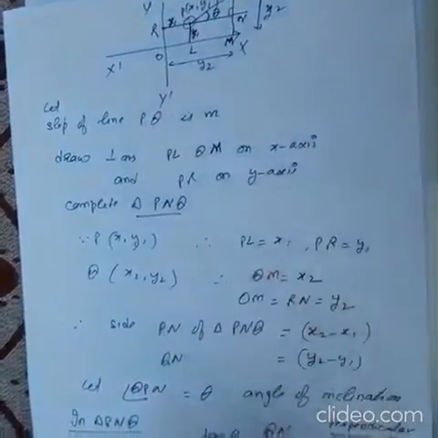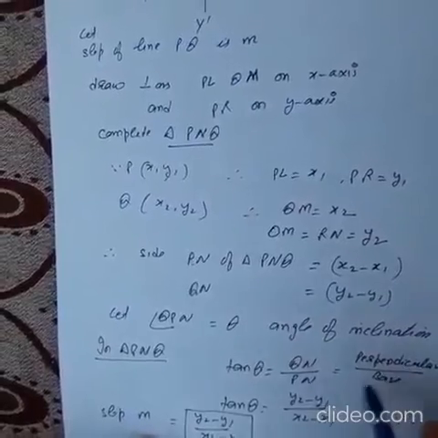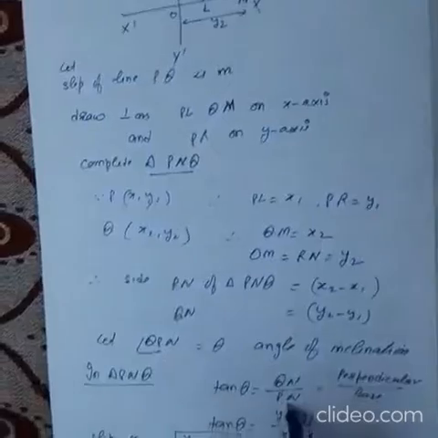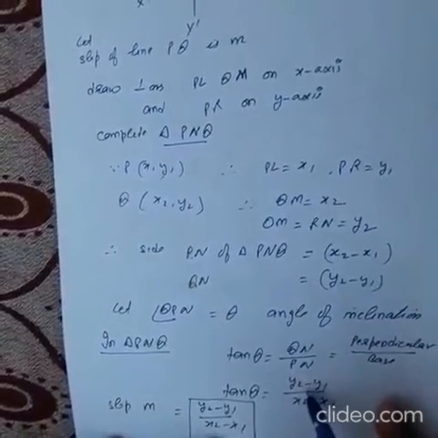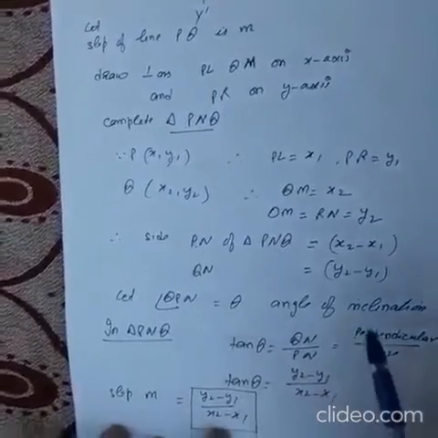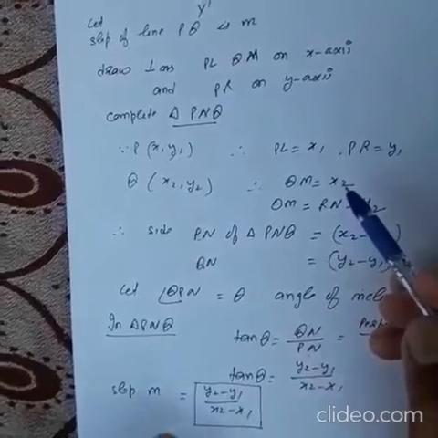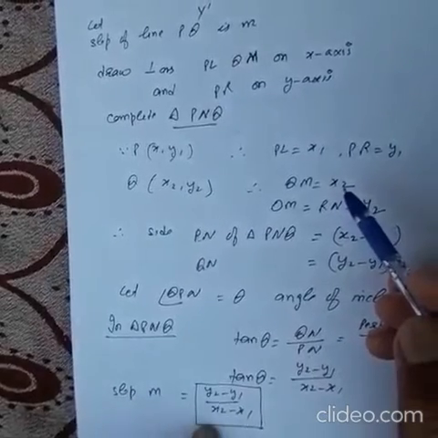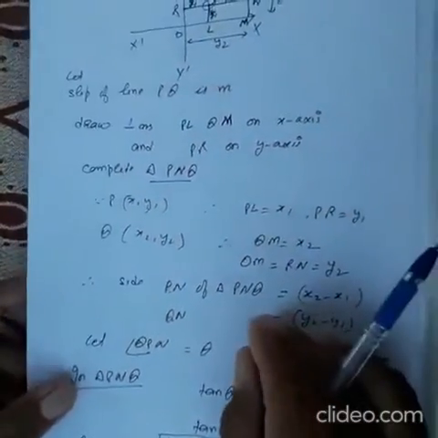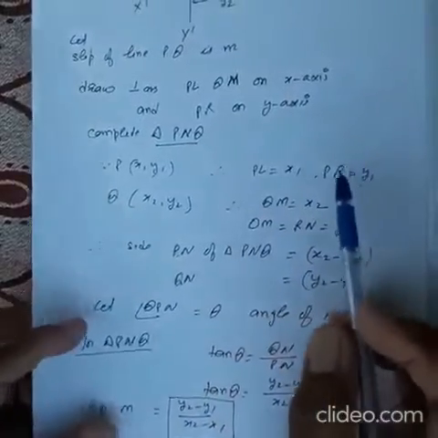So if you consider tangent theta, using perpendicular upon base, it will be QN upon PN. QN is y2 minus y1 and PN is x2 minus x1. Therefore the slope of the line is (y2 minus y1) upon (x2 minus x1). This is called the two-point form of the slope of a line passing through two points.